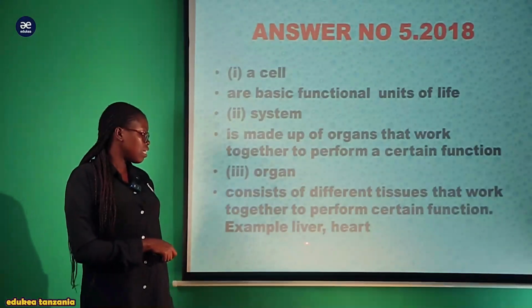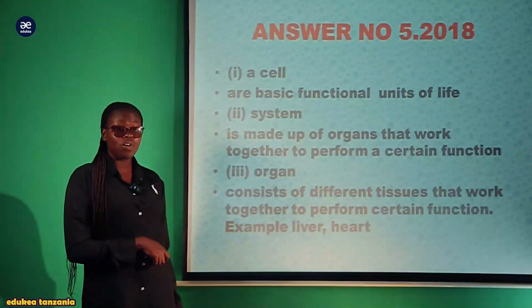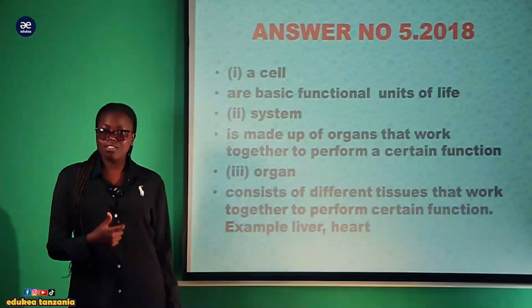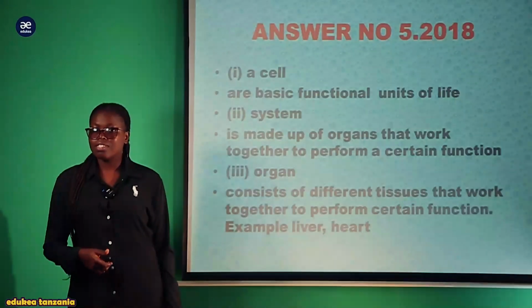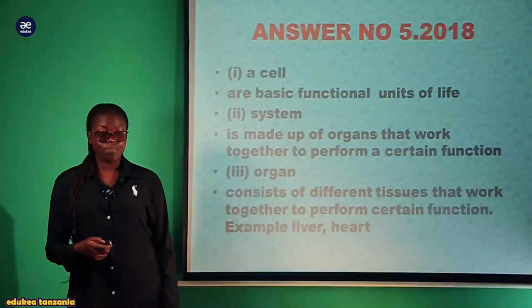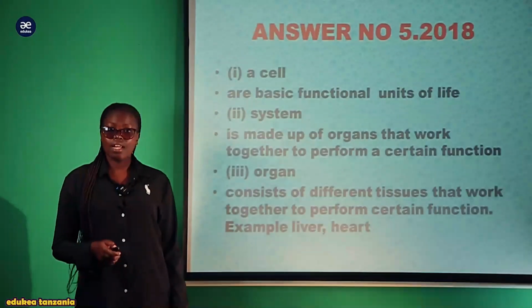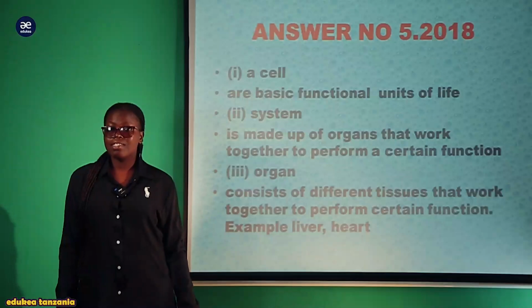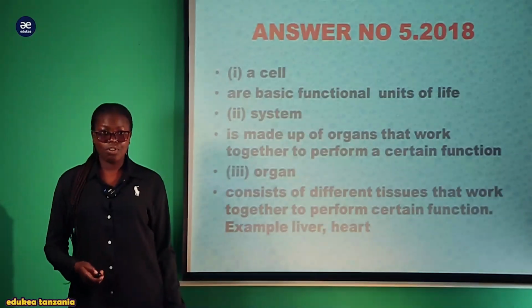For example, the liver and the heart are organs. When we talk about systems, for example, the digestive system, circulatory system, and gaseous exchange system, those are examples of systems. In the cell, we have the blood cell, platelets, and so forth.